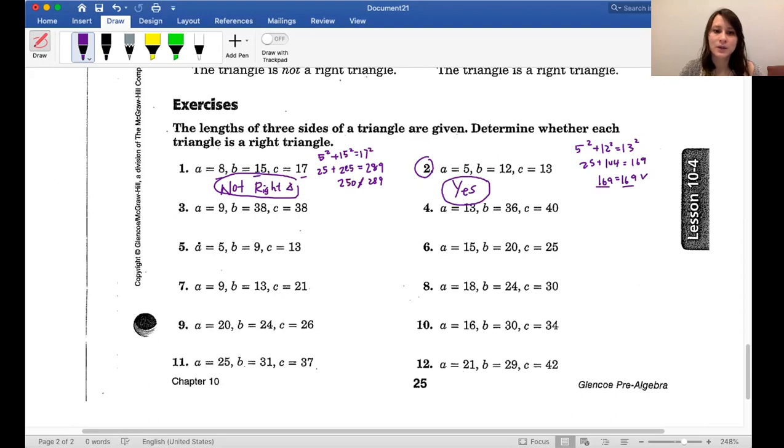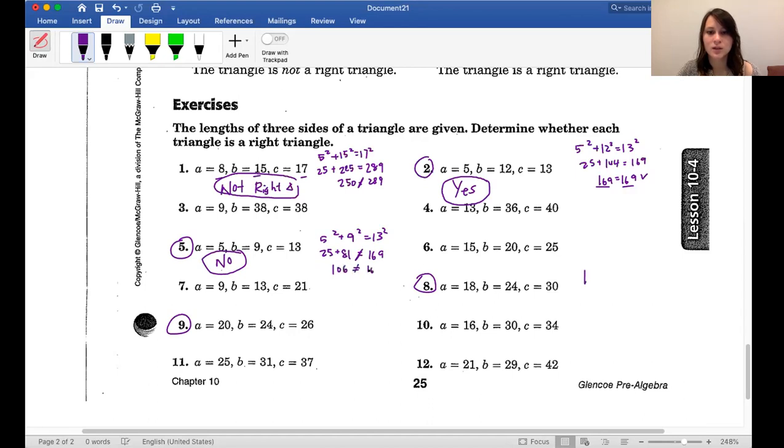Okay, so I'm going to pick out a few for you to do. We're not going to do all of them. Let's do 5, 8, and 9. Okay, we'll do these 3. So pause it and work them out if you need to. I already know number 5, it does not equal, so this is not a right triangle. And I guess you can verify it by saying this is 106, right? It does not equal 169.